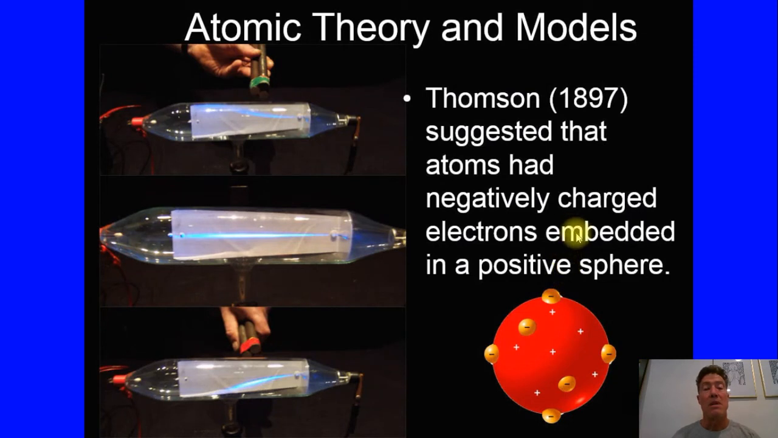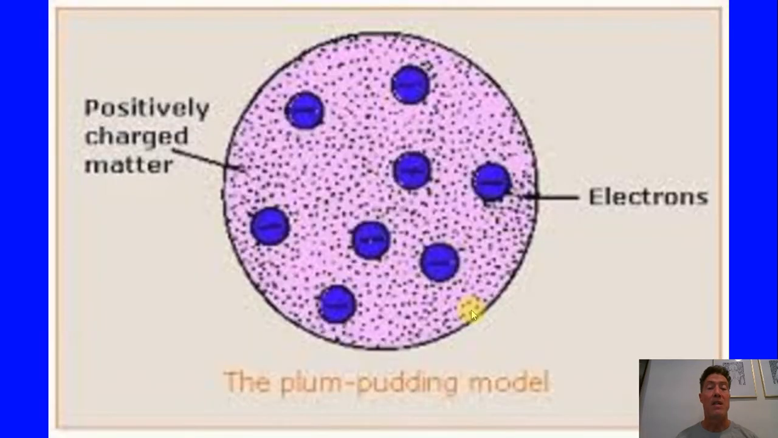Now, Thomson, with his cathode ray experiments, discovered that atoms had negatively charged particles. So he called them electrons, and he considered that maybe they were embedded within a positive sphere to balance each other out. This gave rise to what is known as the plum pudding model, or the blueberry muffin model, where the electrons are mixed in with the positively charged matter altogether.